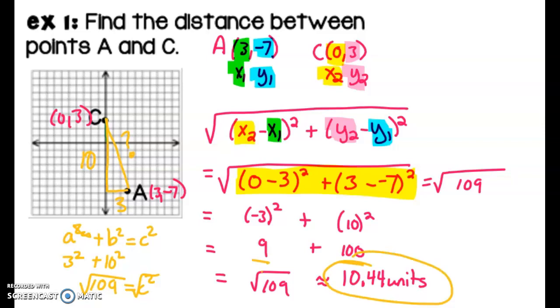So I'm going to show you this way again on an example, just so you have the option to use it. But the distance formula directly comes from the Pythagorean theorem.